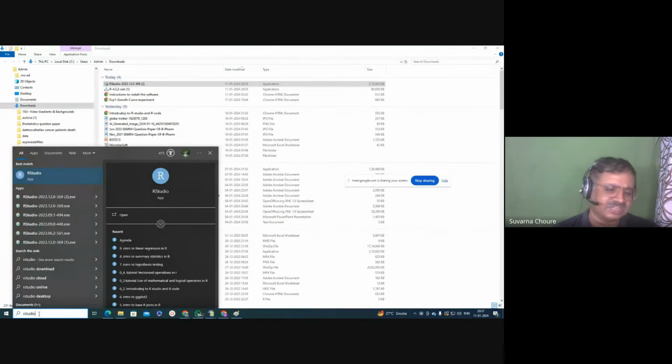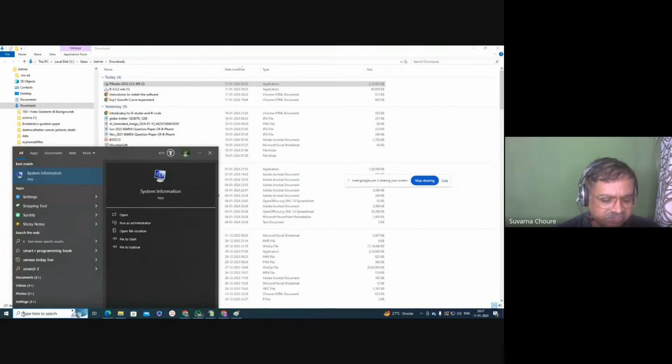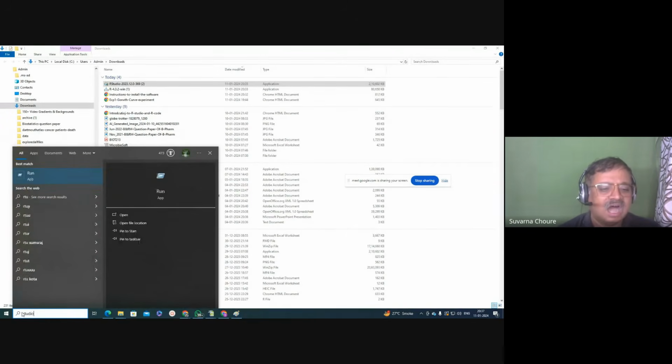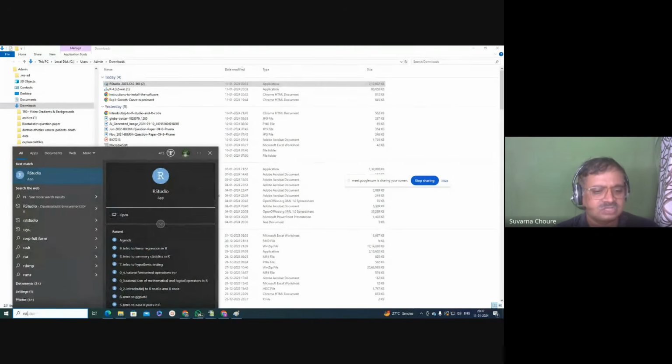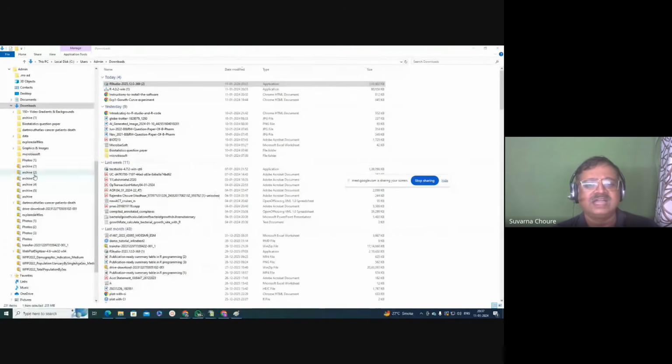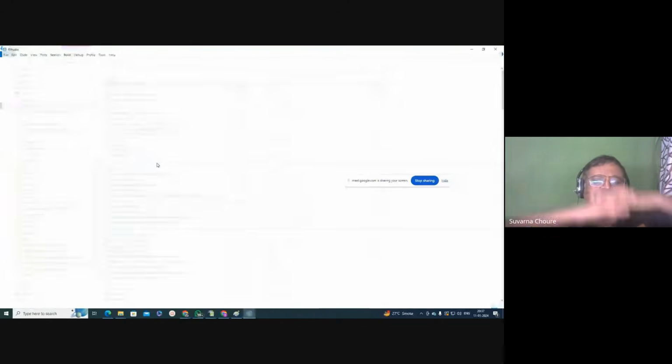I'm working with Windows 10. On a Windows 11 system, it may be a little different. Just type in your software name there, which you want to run, RStudio, without any spelling mistake, and run that. The software will run.